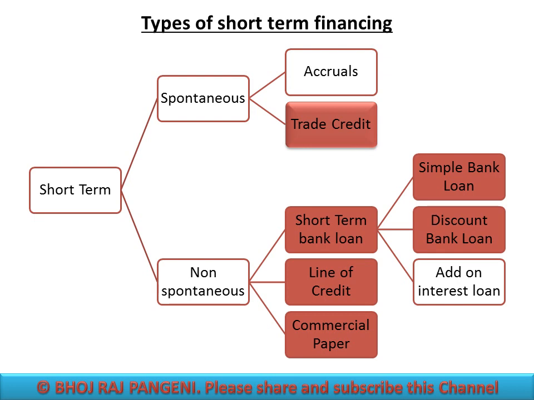The commercial paper is a short-term financial instrument issued by a corporation for short-term financing. And the add-on interest loan is the installment loan. It is a type of short-term bank loan. This is not so important.